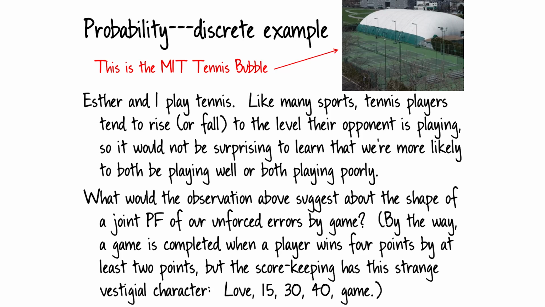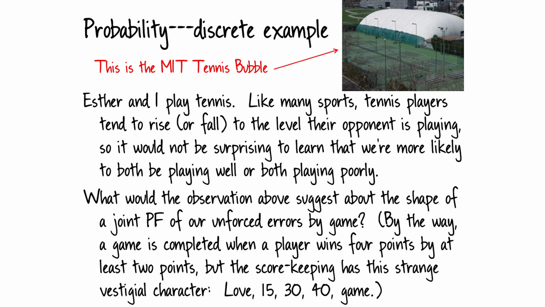So anyhow, it's not surprising that on any given day, Esther and I, if we're playing each other, might both be playing well or both be playing poorly. What would that observation suggest about the shape of the joint probability function of our unforced errors by game?